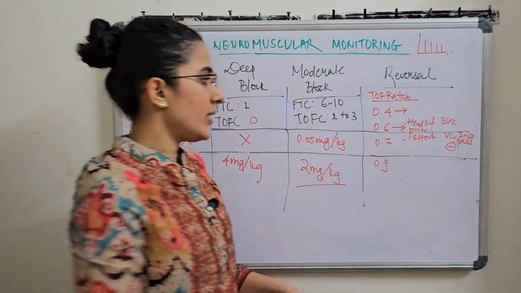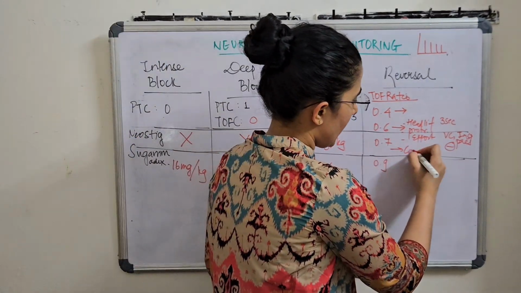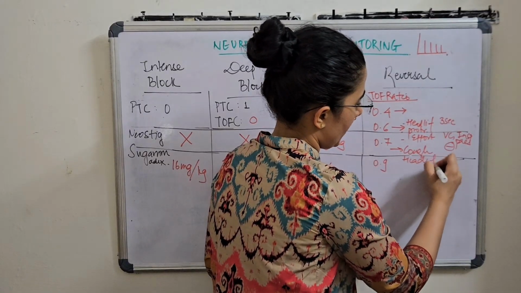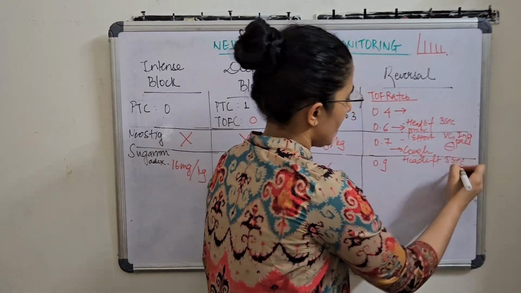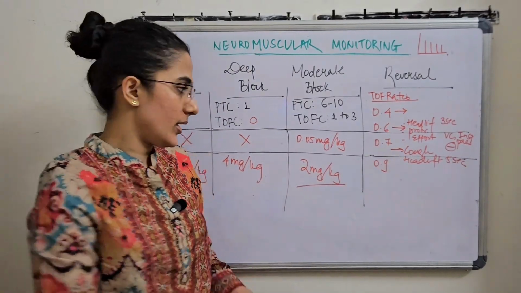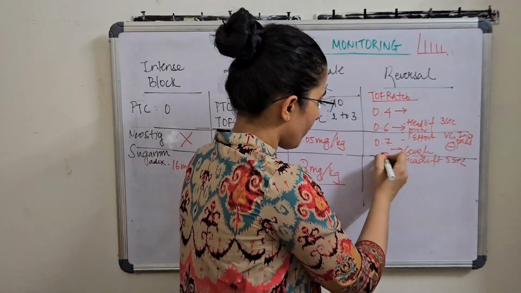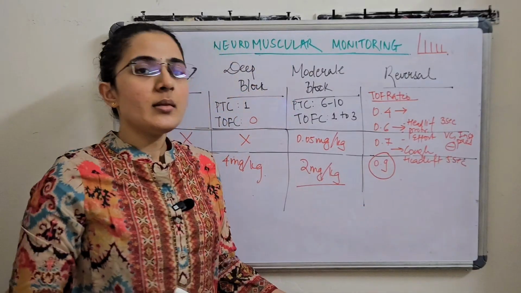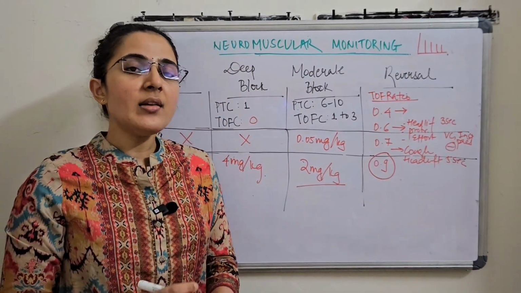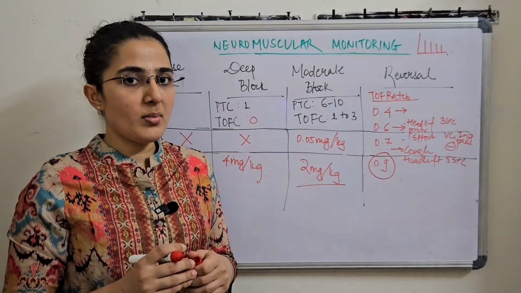Whereas at 0.7, we see that patient will be able to cough. They'll have a head lift of about 5 seconds. Still, the inspiratory pressure will not be adequate. So it is a TOF ratio of 0.9 and above that patient can be extubated successfully without any residual neuromuscular blockade.